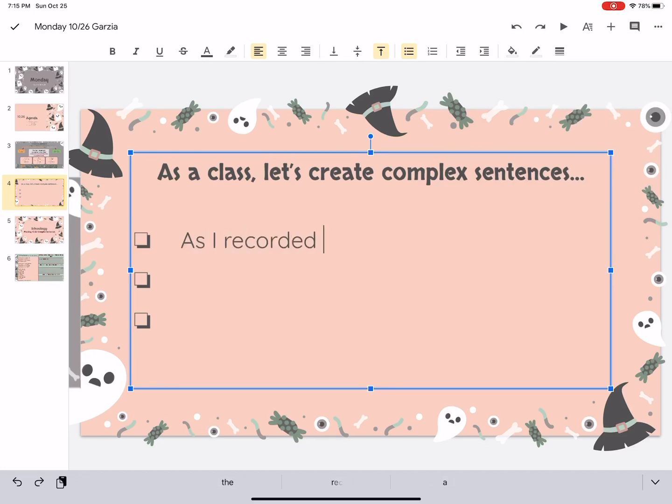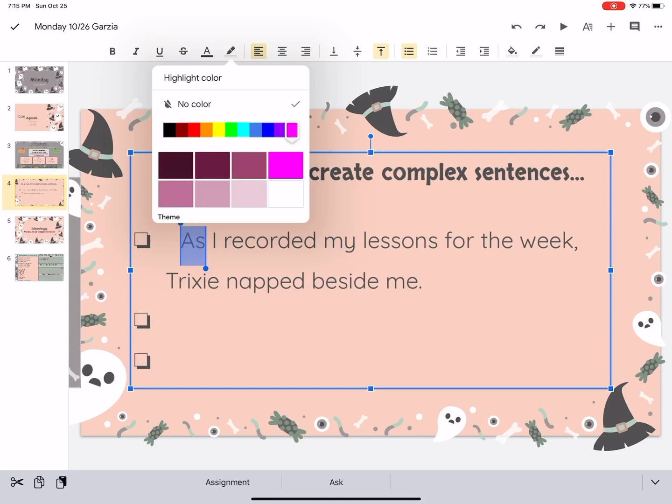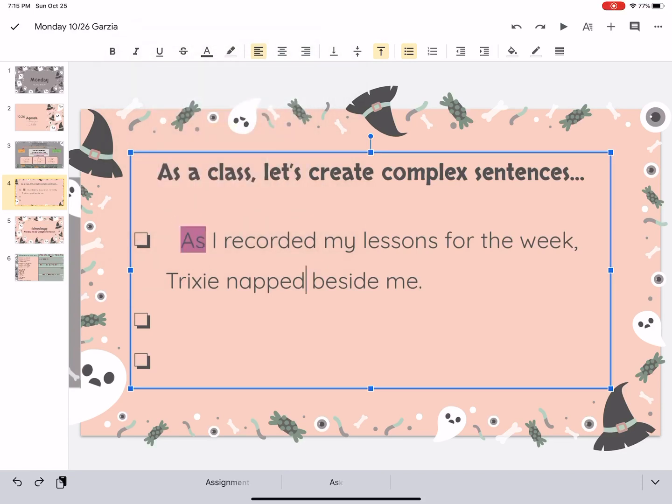As I recorded my lessons for the week, Trixie napped beside me. Okay, so I have my subordinating conjunction here. Let's do some pink highlights with some mauve. I like mauve. So there's my subordinating conjunction, as. And if I just said, as I recorded my lessons for the week, you would stop and be like, okay, go on, finish your thought. Trixie, and I have my comma. Don't forget the comma. That's very important.